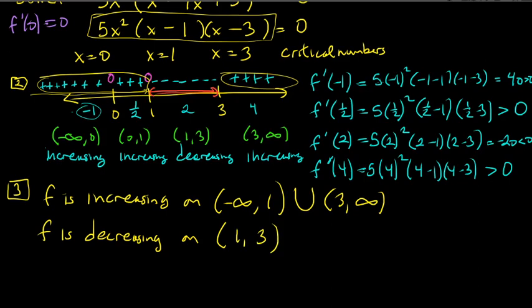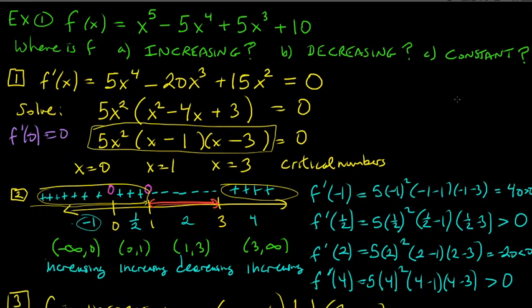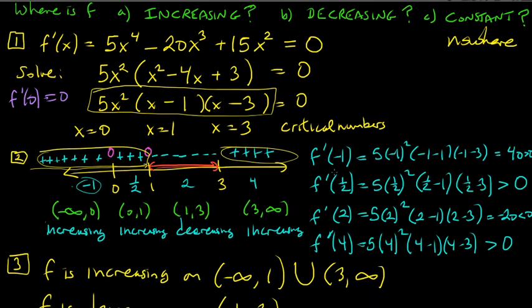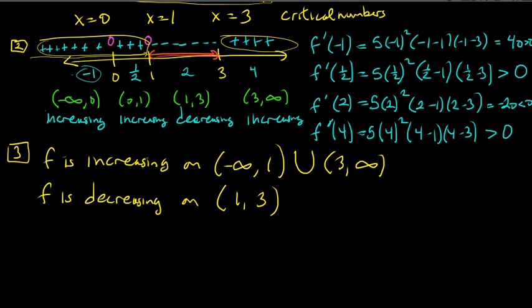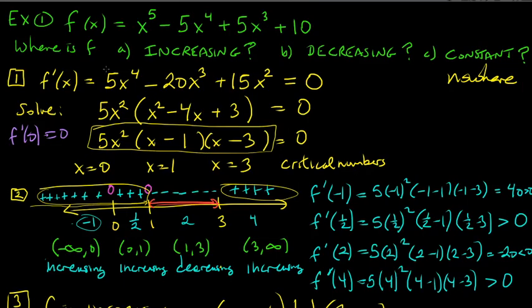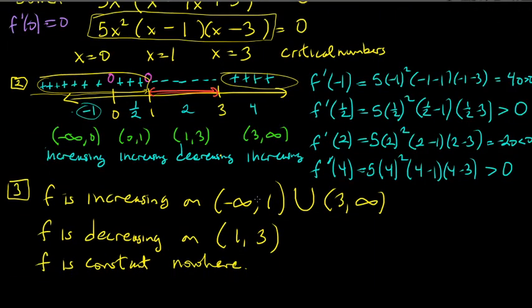Okay, so that's everything. Where is it constant? It's not. So where is it constant? Nowhere. It's either increasing or decreasing. I probably shouldn't even ask that, but as I said earlier, f is usually constant nowhere. So that answers these 3 questions here.